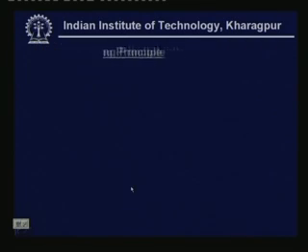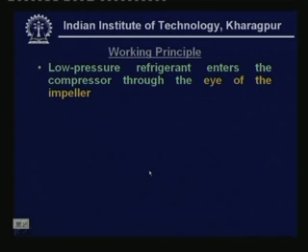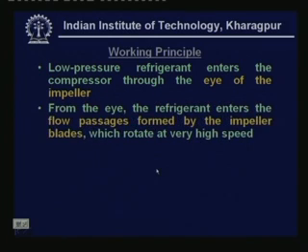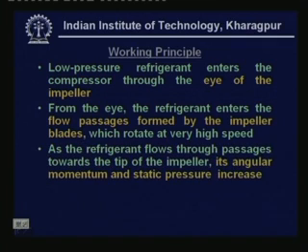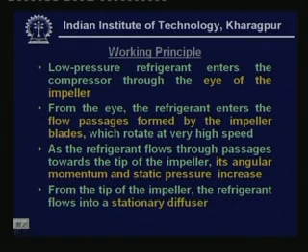Now, let me explain the working principle. Low pressure refrigerant enters the compressor through the eye of the impeller. Eye of the impeller is nothing but the inlet of the impeller. From the eye, the refrigerant enters the flow passages formed by the impeller blades, which rotate at very high speed. That means the impeller will be rotating at very high speed. As the refrigerant flows through the passages towards the tip of the impeller, its angular momentum and static pressure increase. From the tip of the impeller, the refrigerant flows into a stationary diffuser.